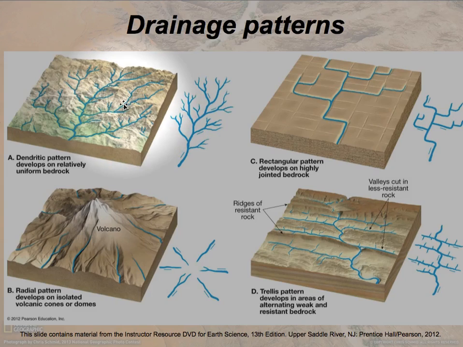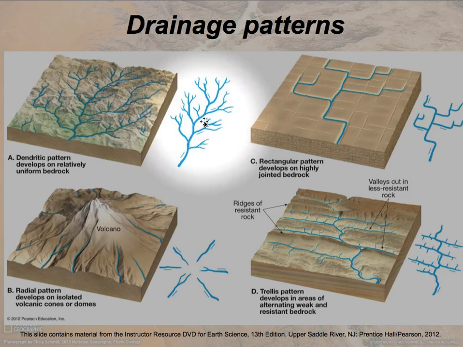Because the relatively uniform bedrock doesn't necessarily influence the direction of water flow, chaotic water flow exists where it doesn't take much for a stream or a tributary to form and kick off or go in a slightly different direction than it otherwise would.